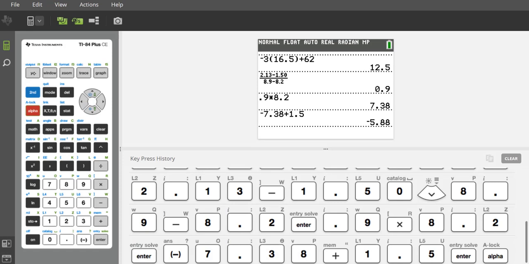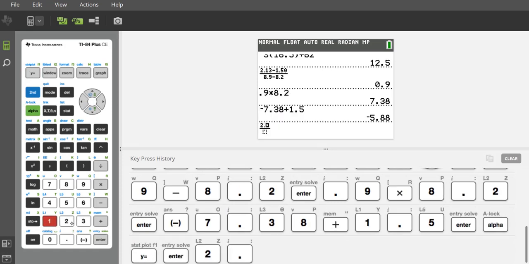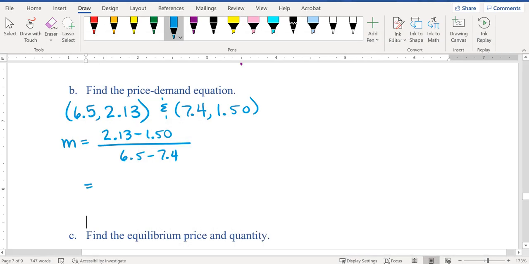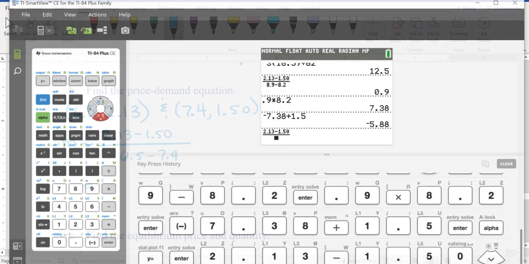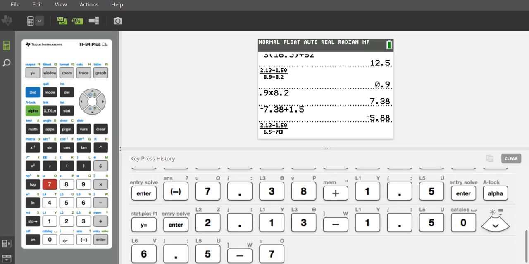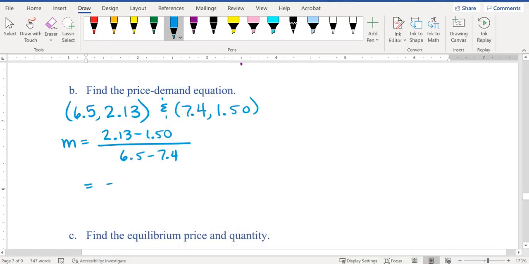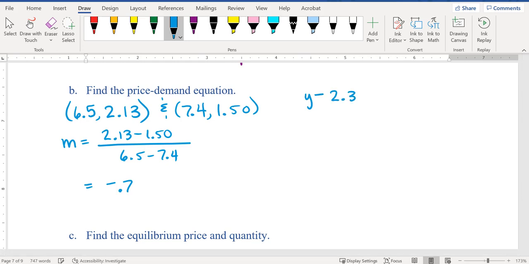My slope is the fraction 2.13 minus 1.50 over 6.5 minus 7.4. My slope is negative 0.7. So my equation, y minus 2.3 equals negative 0.7 times x minus 6.5. You could have used either point. I just chose the first one.